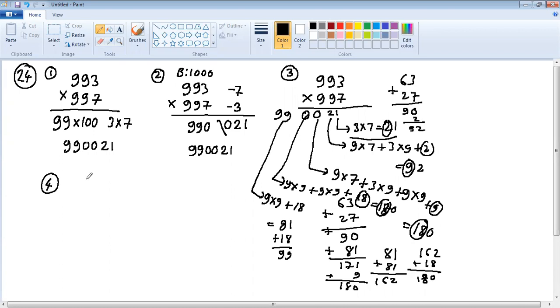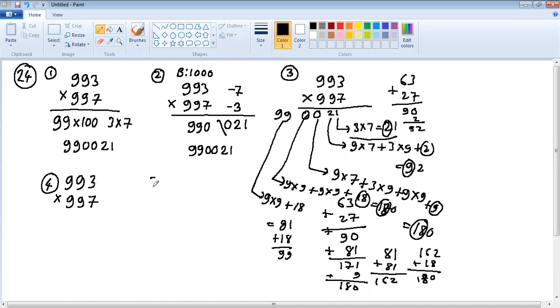And the fourth method is to convert this to Vinculum. Just now we have done one problem, problem number 9. In problem number 9, we converted to Vinculum and solved. So that is the fourth method you can consider: convert to Vinculum and then use crisscross.